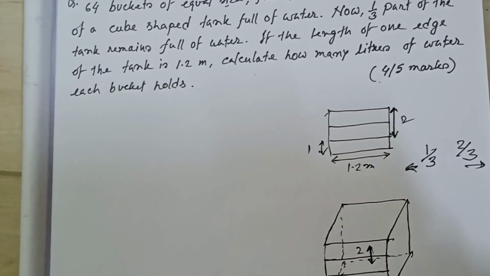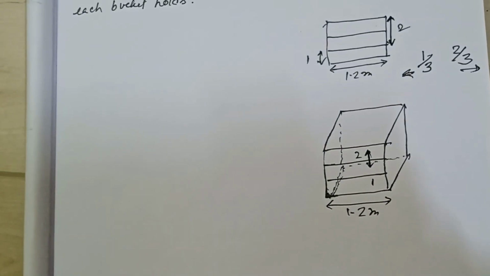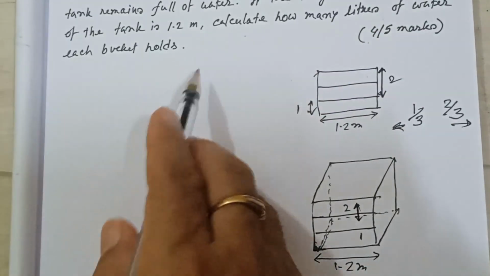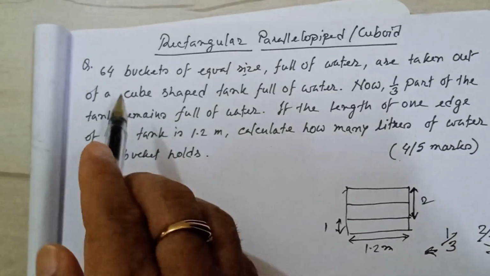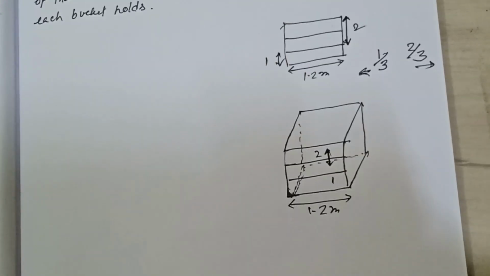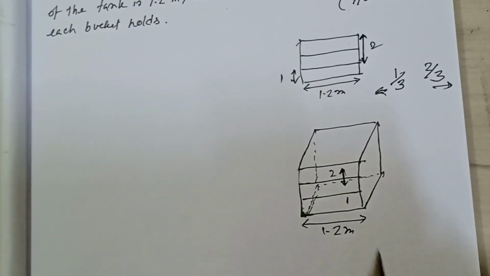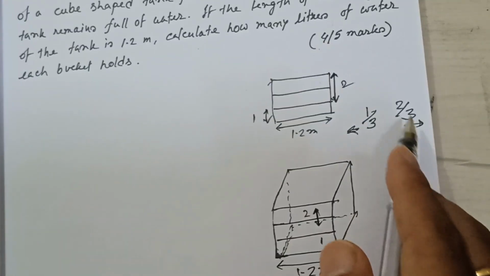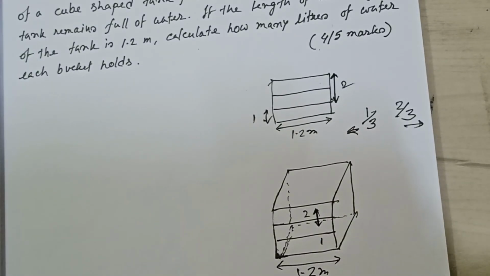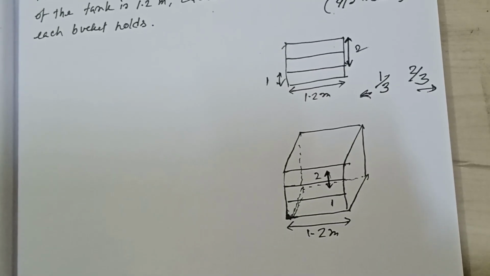Now the length of one of the edges is given, it is 1.2 meter. So we have to find out how many liters of water each bucket holds. The 64 buckets that were used to take out the water, how much water can each of these 64 buckets hold if they are used to take out total 2/3 part of the water, leaving 1/3 part of the water? That is the problem.